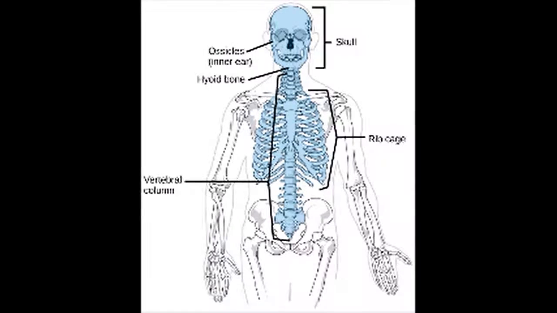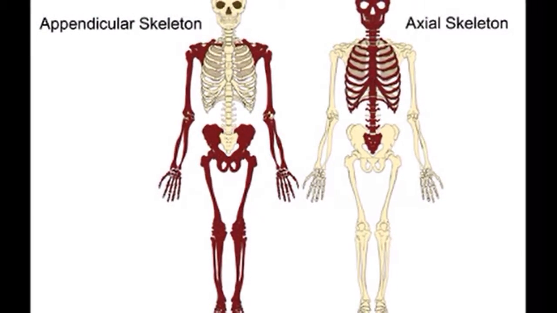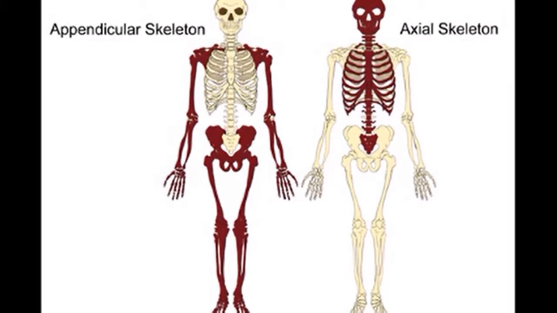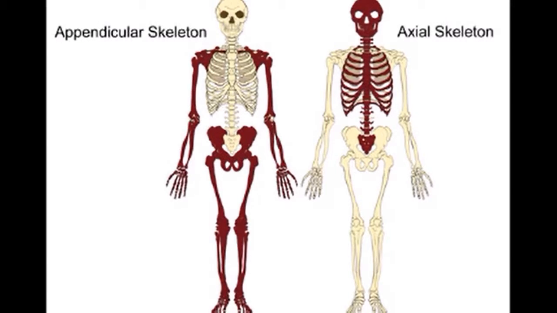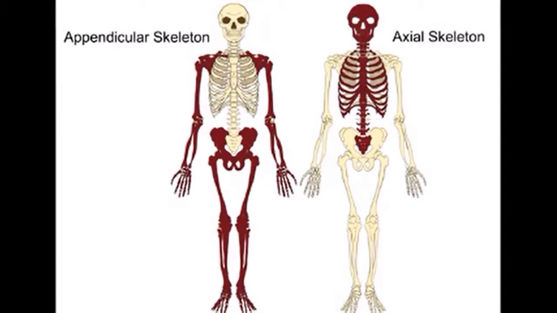Then we have the appendicular skeleton, which is made up of 126 bones in the following regions: the upper limbs, the lower limbs, pelvic girdle, and the pectoral girdle, and that means the shoulder.